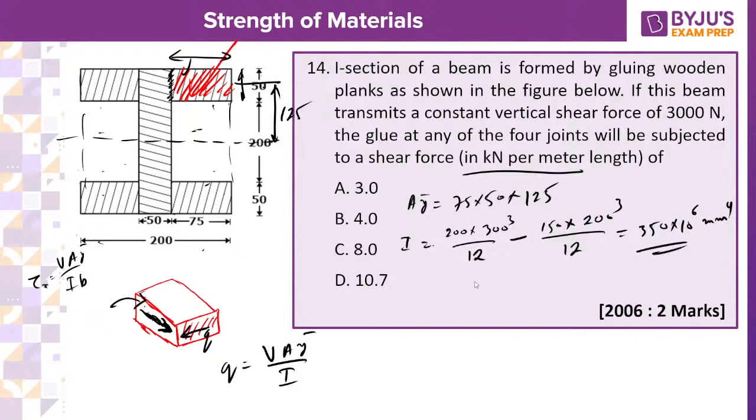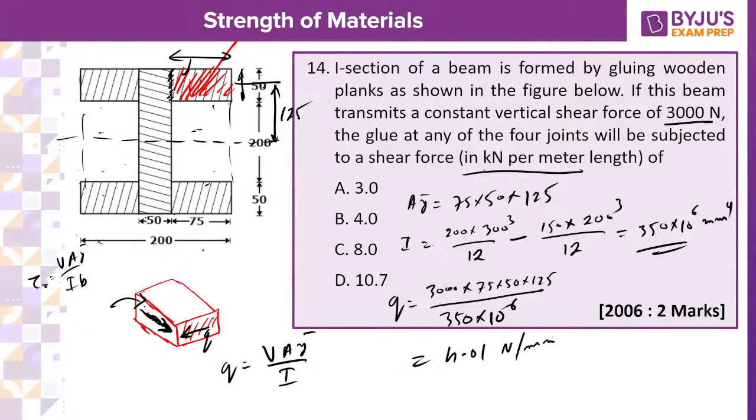So AY bar and I value are known, what is the V value? That is shear force, already given. Now just calculate the shear flow. The shear flow will be V, given as 3000, multiplied by AY bar, already calculated as 75 into 50 into 125, divided by I. I is 350 into 10 raised to 6, and if you calculate that, how much do you get? Around 4.01, and since everything is in mm, it will be Newton per mm.